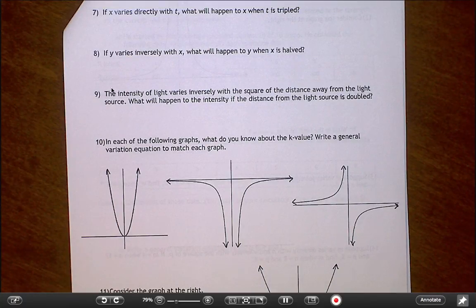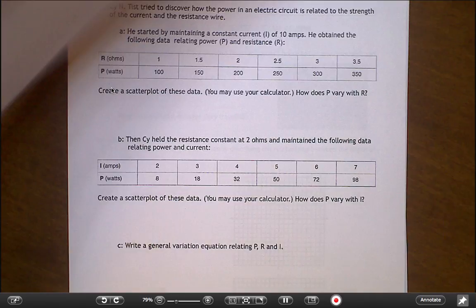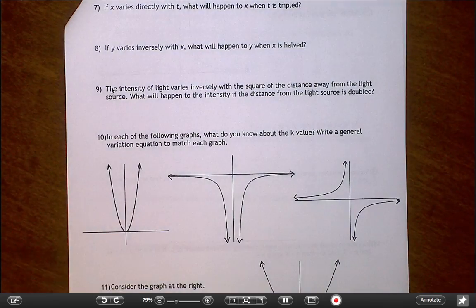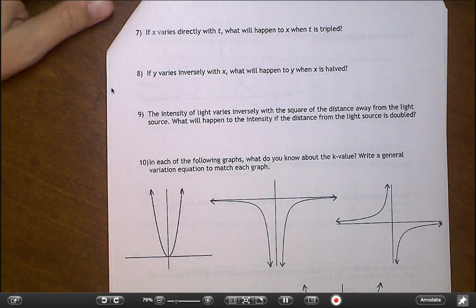Hi everyone, this is the Algebra 1A Semester 1 exam review, and this is the second part of the Chapter 2 portion. So this will cover number 7 through whatever the last problem is, 7 through 15 in the Chapter 2 part of the review packet. Okay, so starting with number 7.